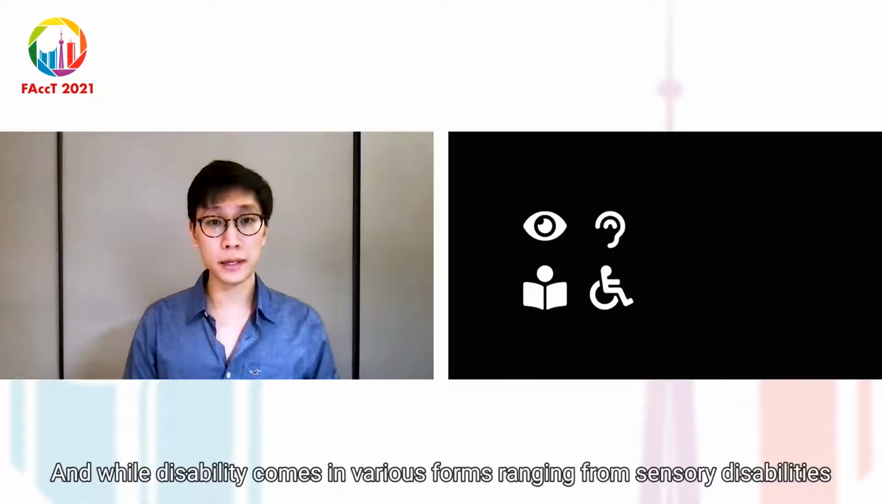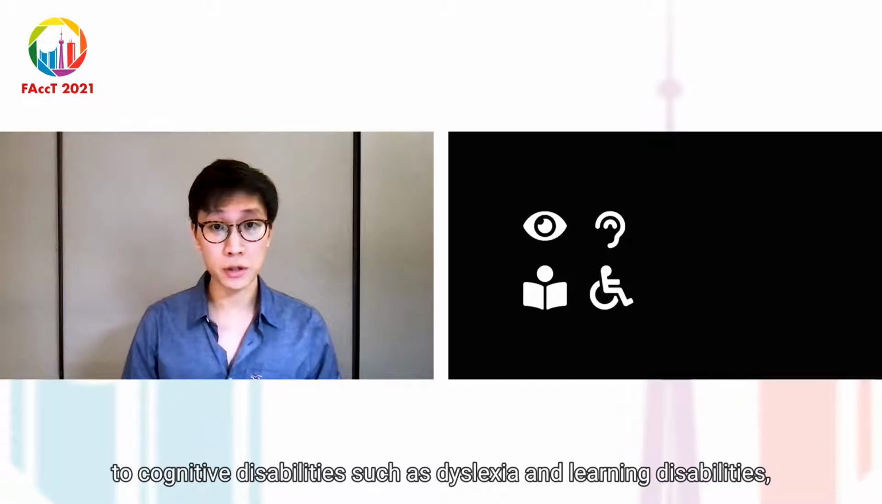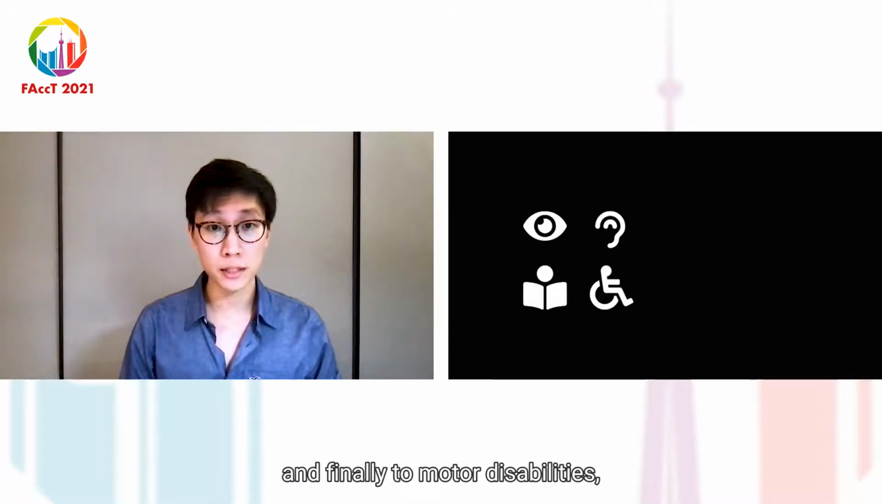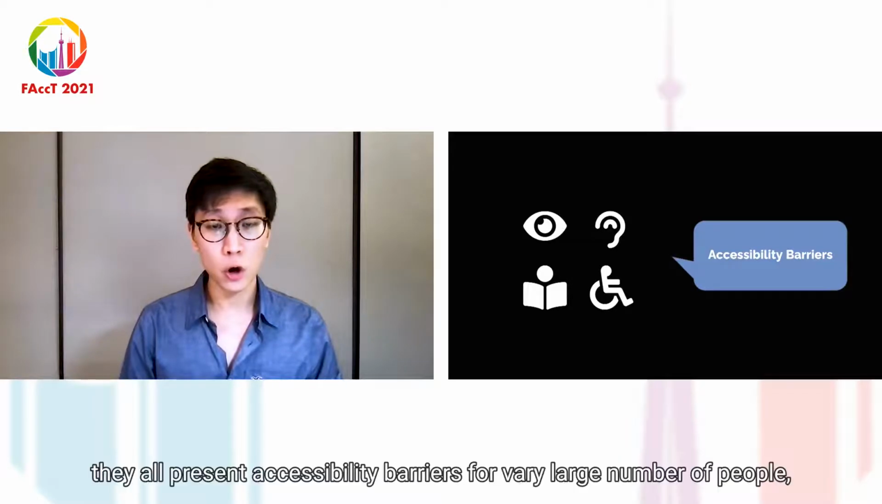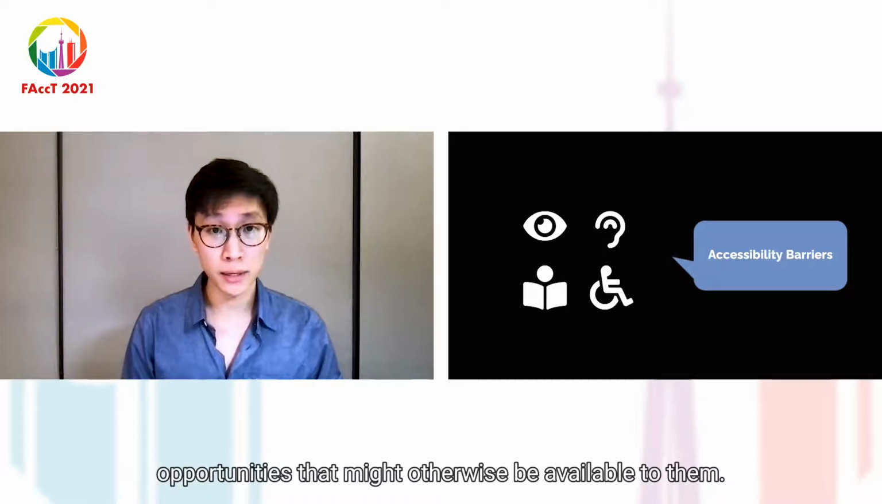And while disability comes in various forms, ranging from sensory disabilities, such as blindness or deafness, to cognitive disabilities, such as dyslexia and learning disabilities, and finally to motor disabilities, they all present accessibility barriers to a very large number of people, preventing them from taking advantage of various interactions and opportunities that might otherwise be available to them.